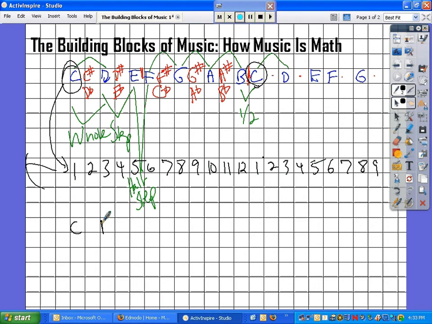so C, D, E, F, G, A, B, C, D, E, F, sorry, F is right here, and then G. What you'll see then is this pattern kind of recurs, and I'm going to put borders along this pattern. And it forms patterns to things.